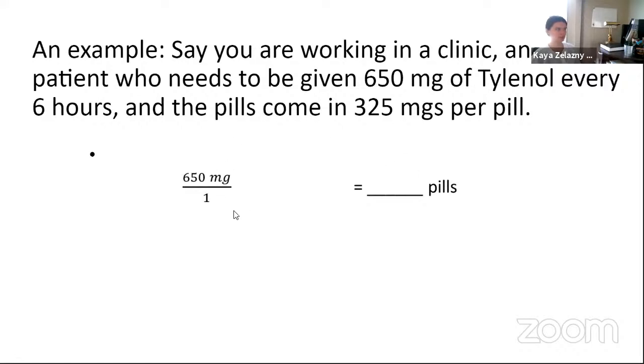And then we're going to start filling in other things that we know, right? So the other thing we know is that this person needs to be given 650 milligrams. So we need some number of pills that is equivalent to 650 milligrams. And now we're just trying to figure out how we do conversions to end up with the same quantity, except with pills as our units, right?